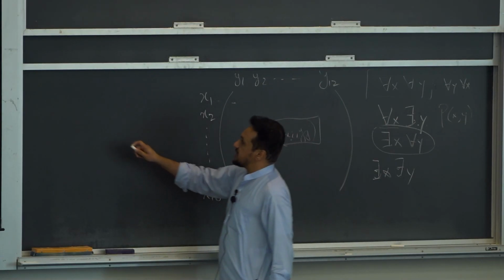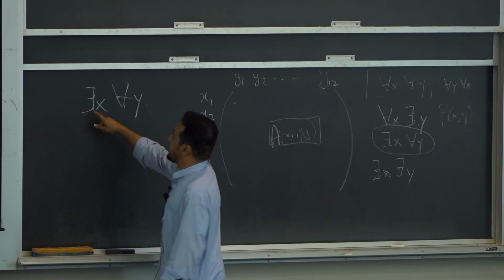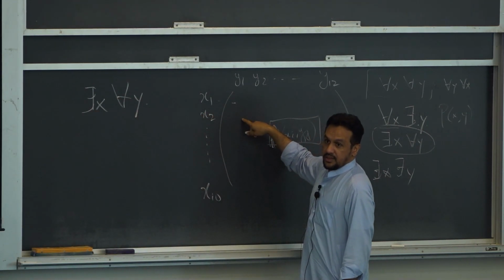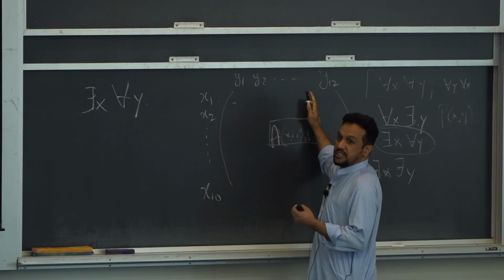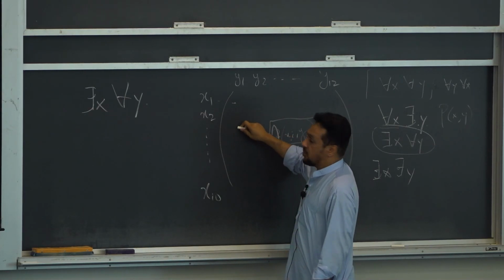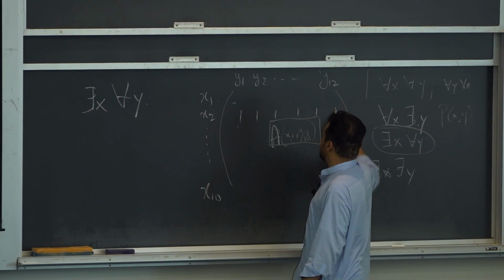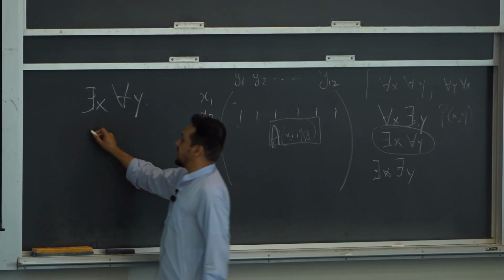So this statement says that there exists a row such that for all y's, it's a true statement, right? So this says there exists some row, maybe the 19th row, which is all true statements. It's a different statement.